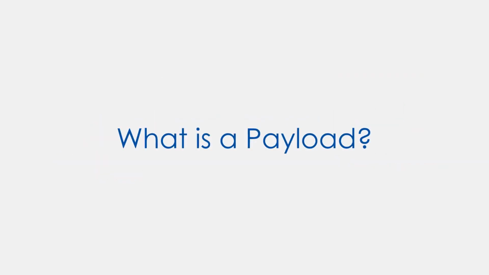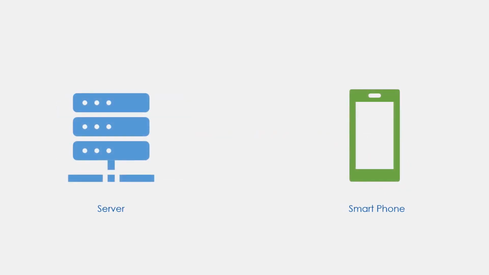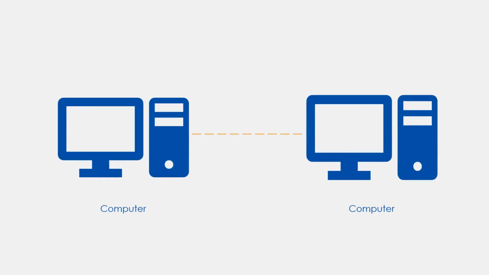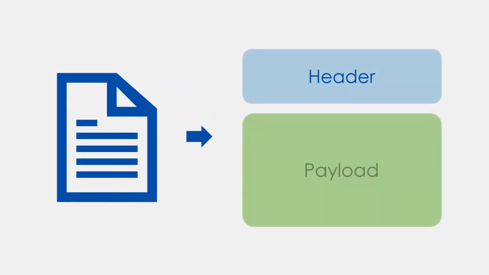So let's start with what is a payload. In computing, the payload is the part of transmitted data that is the actual intended message of the application, and nothing to do with the protocol itself. It is also called the body of the message. It is not mandatory in most protocols.